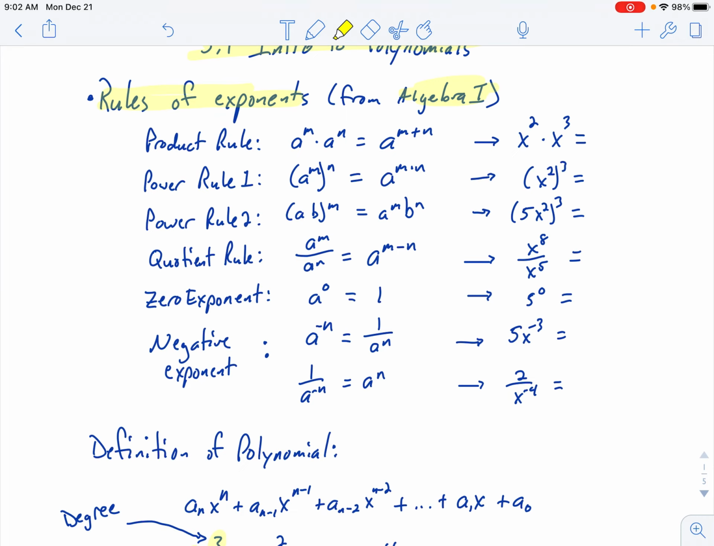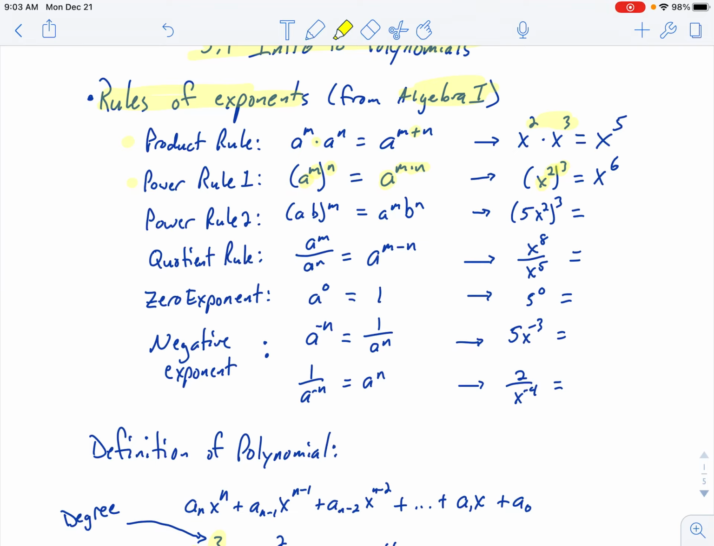I'll go over the rule and then an example. So starting with the product rule, it states that when you multiply like bases, you add the powers. So for example, if you have x squared times x to the third, that works out to be x to the fifth. You add the 2 and the 3. The second one, I call the first power rule 1. When you have a base raised to a power and that's raised to another power, you keep the base and multiply the powers. So x squared to the third power would become x to the sixth power. You multiply 2 times 3.